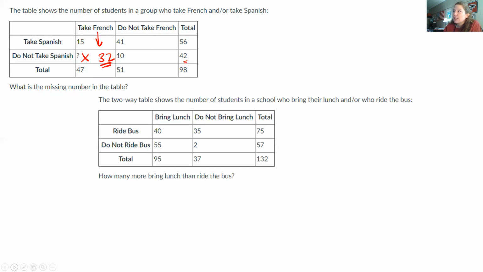The two-way table shows the number of students in a school who bring their lunch and or who ride the bus. So here we have another, how many more bring their lunch than ride the bus? That always means subtract. So how many students bring their lunch? 95. Then ride the bus. How many students ride the bus? 75. So the answer to that question is 20 more bring their lunch than ride the bus.